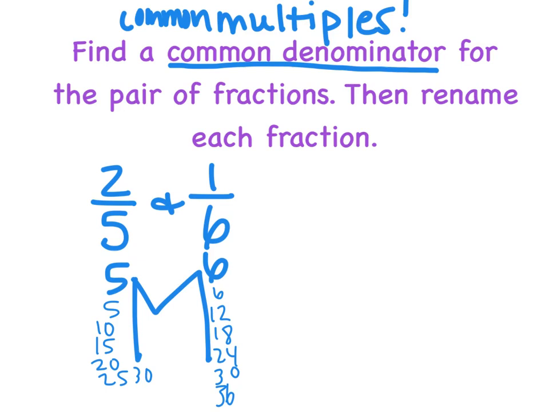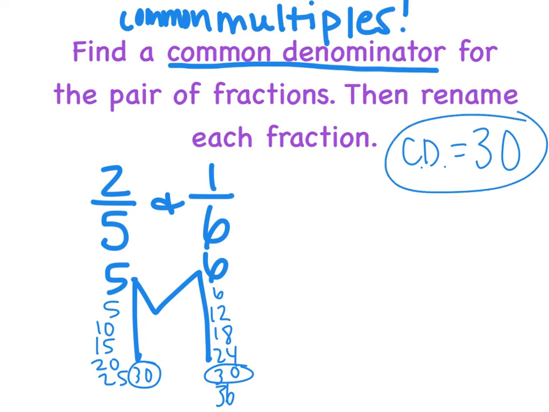I'm going to go through my list here. Again, you could keep going on forever to find more common multiples, but in this case, I'm just going to stop once I see that I have at least one that I could use that both of these numbers have in common. On this list, all they have in common is 30, but that will work for us. So our common denominator, I'll abbreviate that to CD, is 30. That's the first part of our answer. It says then rename each fraction.